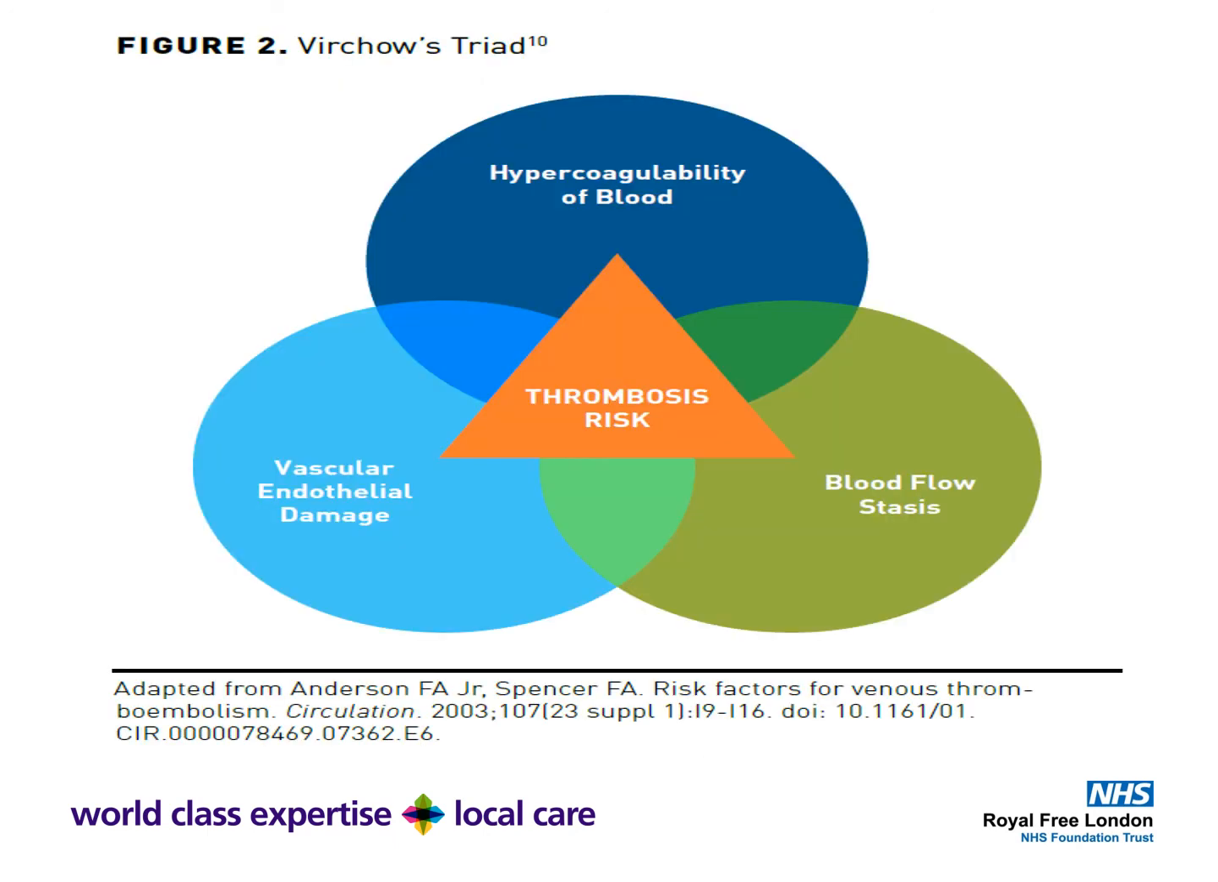So just a reminder of the pathophysiology of pulmonary embolism or venous thromboembolism. There is a Virchow's triad, which basically reflects a combination of blood flow or stasis, vascular endothelial damage or vascular trauma, and hypercoagulability, which overlap to give the thrombosis risk.